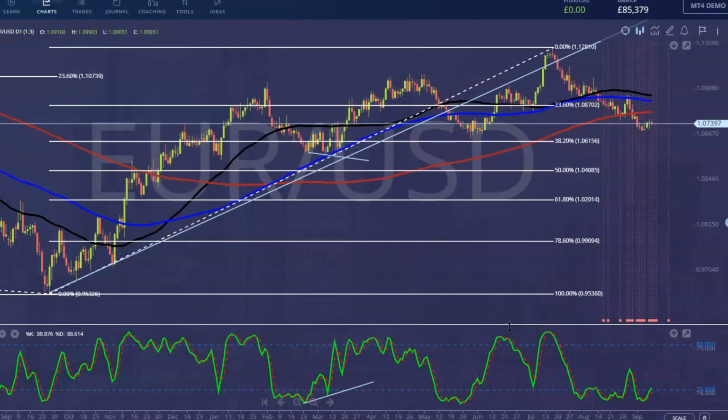Okay, and it's interesting to note now that we're not spending much time in overbought territory, anywhere above this blue dotted line, above the 80. We're not spending much time there.